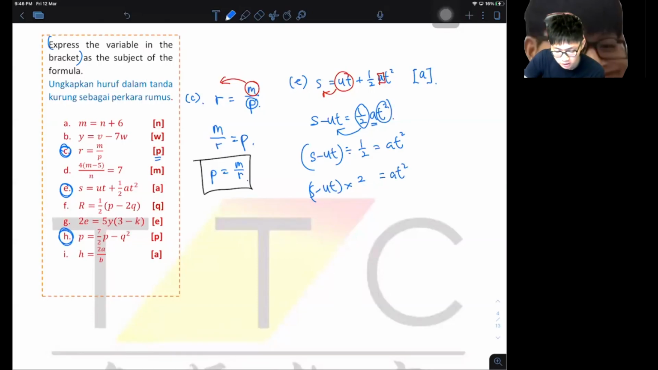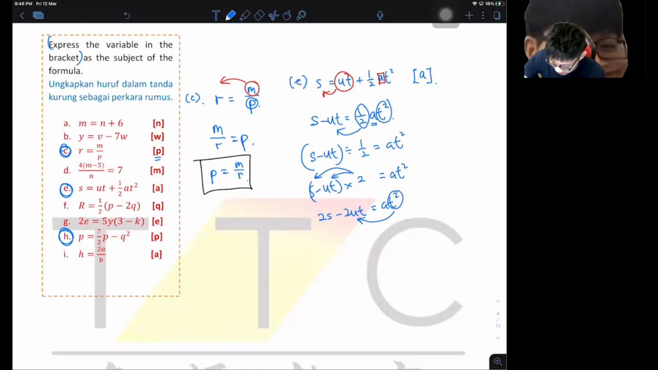Okay, you see the bracket or not? So expand carefully. Okay, the 2, make sure you times into everybody. So 2S minus 2UT equals AT squared. Okay, you see you are very close already. Okay, who has to die now? The T squared. You just throw away everything, because all you want is A.